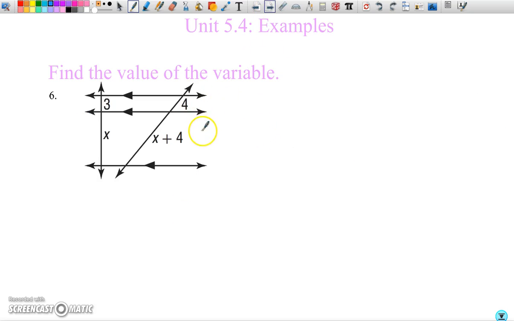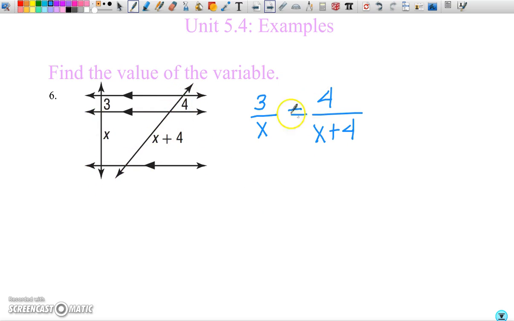All right, and now for our last example. So we have, again, 3 parallel lines, notice the triangles, and we have our 2 transversals. Nothing is marked as congruent this time, and so what that means is we have proportions. So I'm going to go ahead and take this 3, and I'm going to put it over x, so 3 over x, and set that equal to 4 over x plus 4. So I use the smaller over the larger. So again, I do smaller over larger.